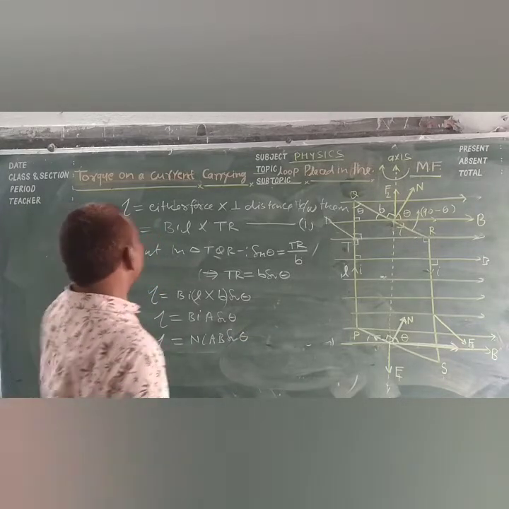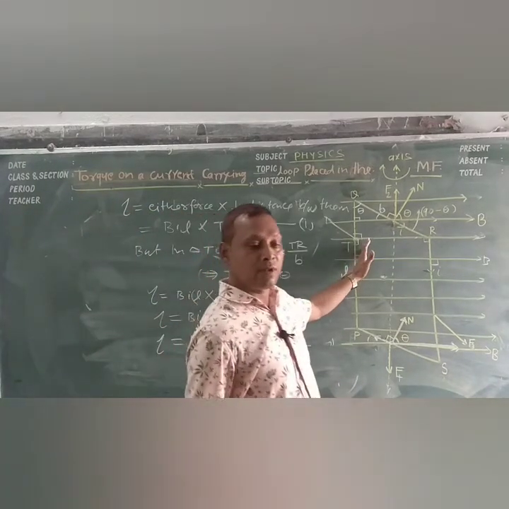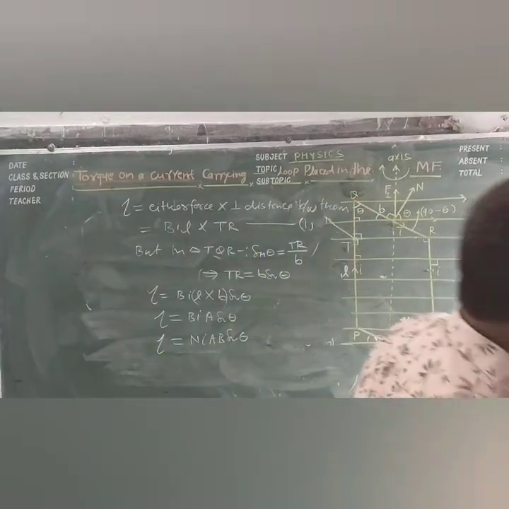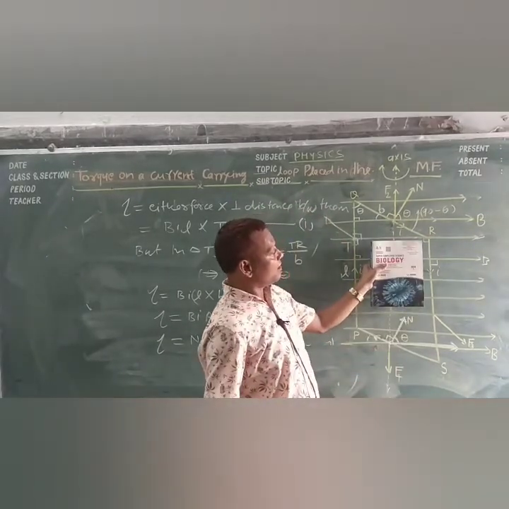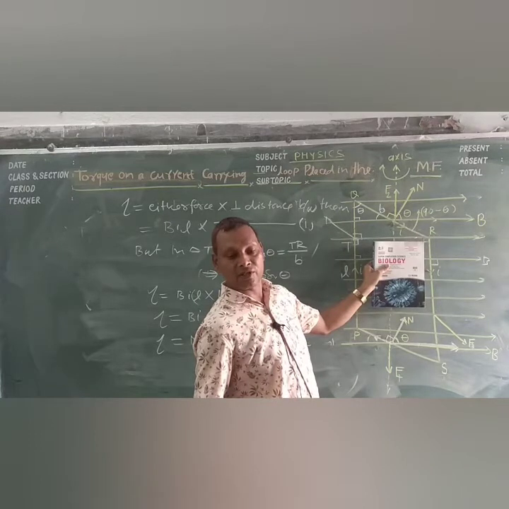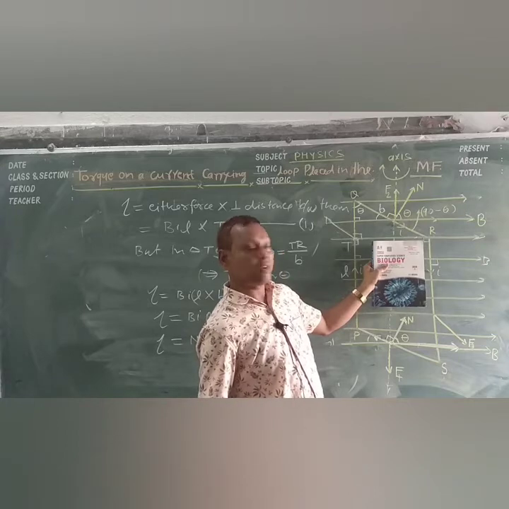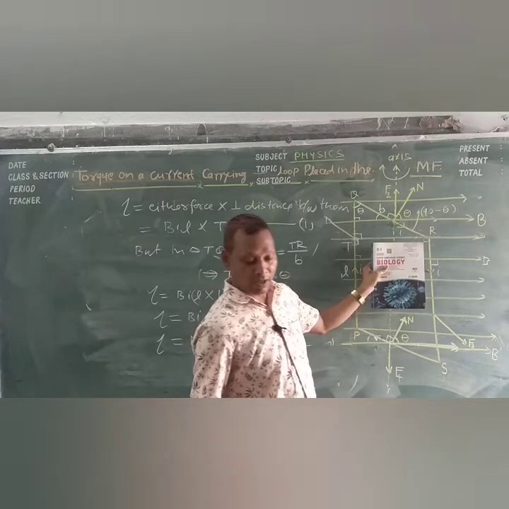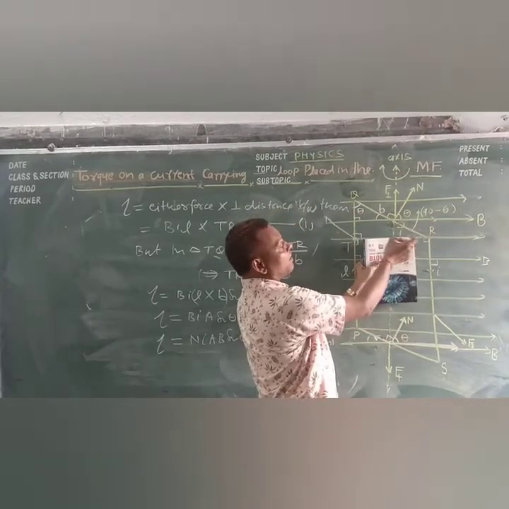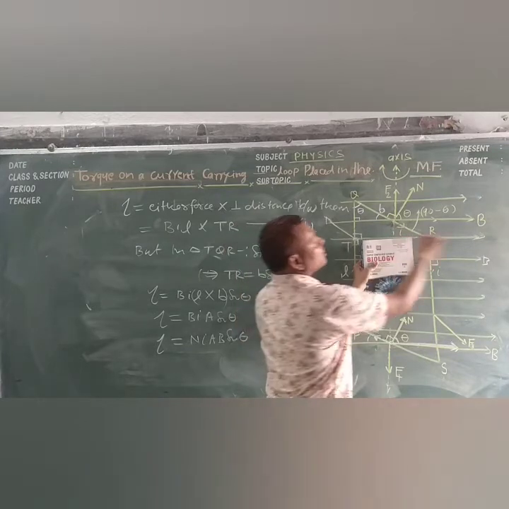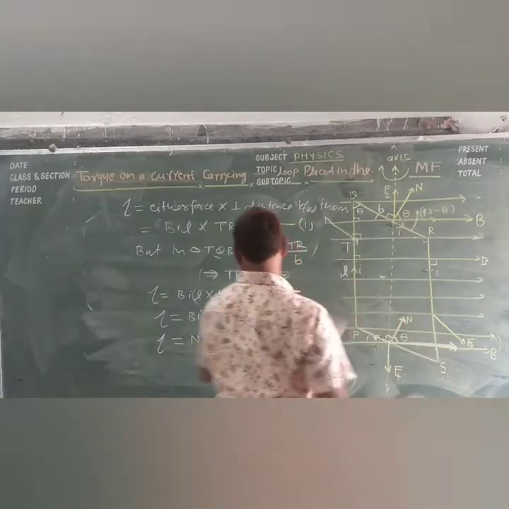Again, suppose the coil is placed parallel to the magnetic field. This is your magnetic field and the coil is placed parallel in this way. So what is the value of theta? Theta means the angle between the magnetic field and the area vector. Area vector means the vector perpendicular to the coil. So this is your area vector and this is the magnetic field. Hence theta becomes 90 degrees.